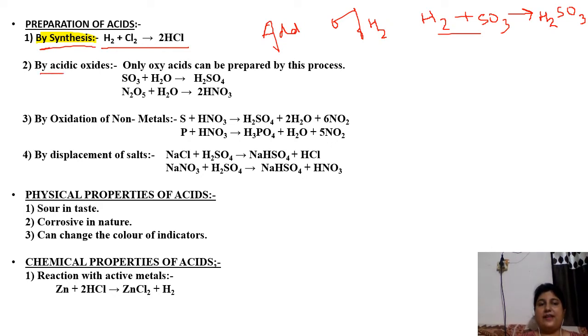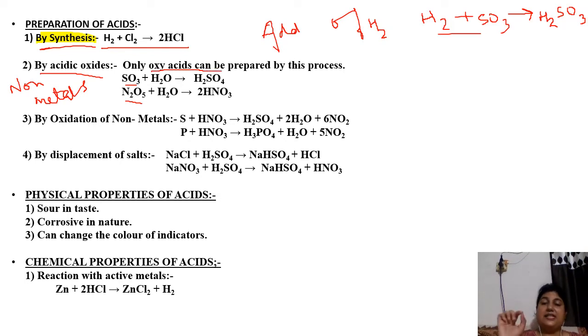Second one is by acidic oxides. Acidic oxides are the oxides which are of non-metals. We all know very well, in the first chapter we had read this in the periodic table, that non-metals are the substances which result in the formation of acidic oxides. ठीक है, such as sulfur trioxide, nitrogen oxide. By this process, only oxo acids can be prepared.